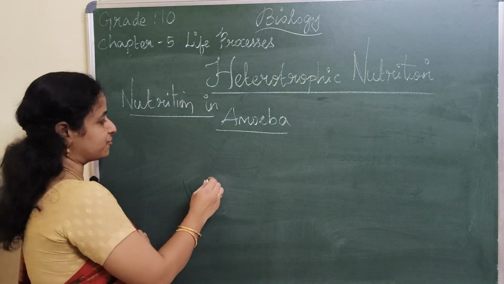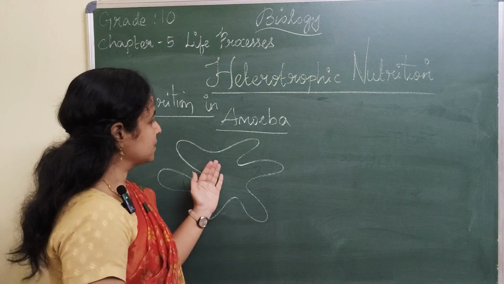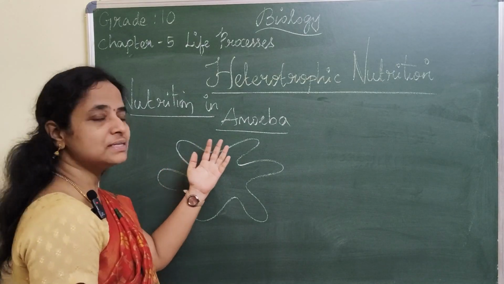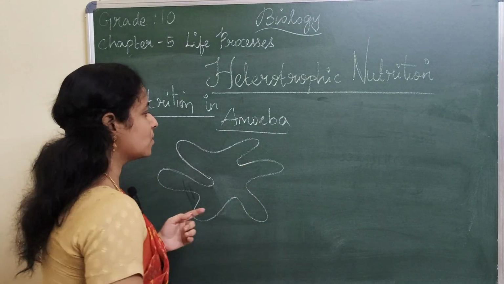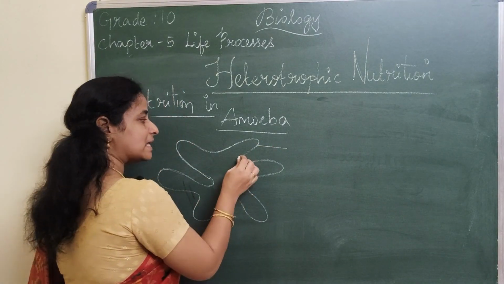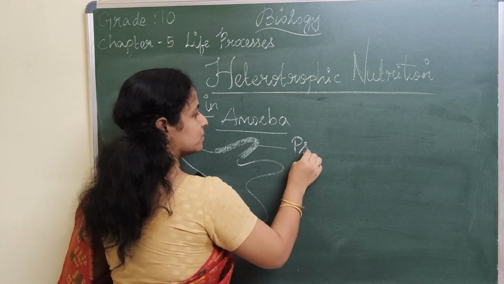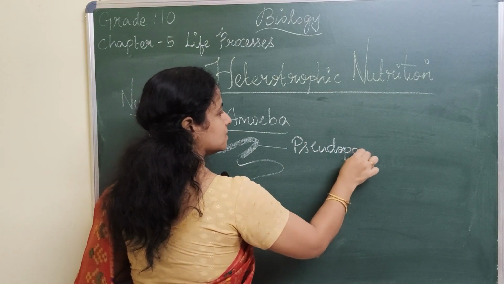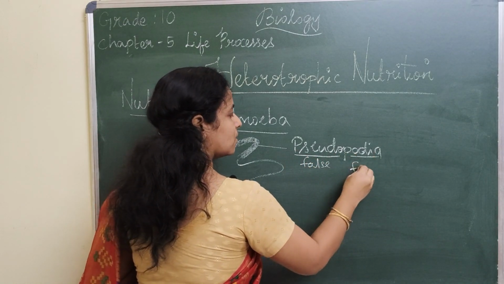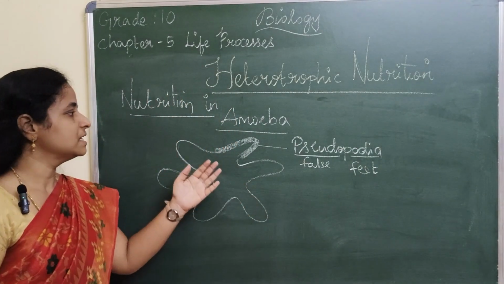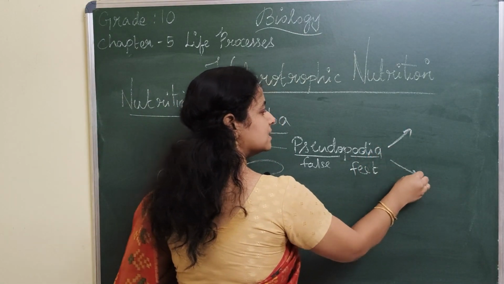So when you take the structure of amoeba, they are of highly irregular shape. It doesn't have any proper shape. So the outer covering of amoeba, always in a living form, an animal or any living organism will carry the outer covering called the cell membrane. So here the cell membrane is modified into a specialized structure called pseudopodia. So pseudo meaning false and podia meaning foot or feet. False feet.